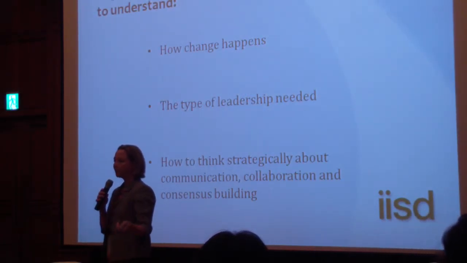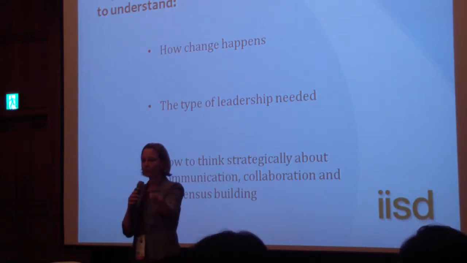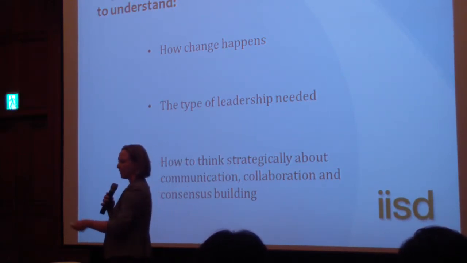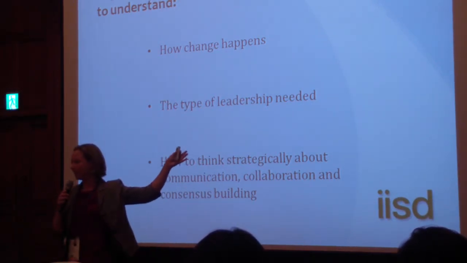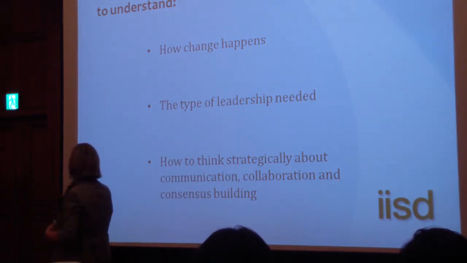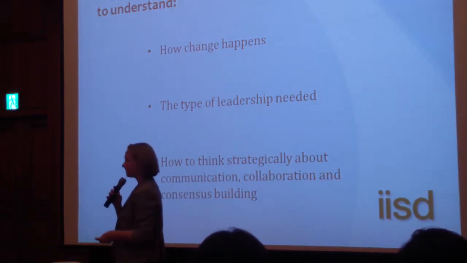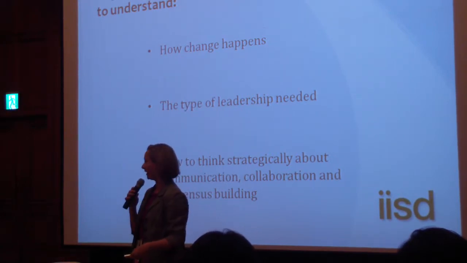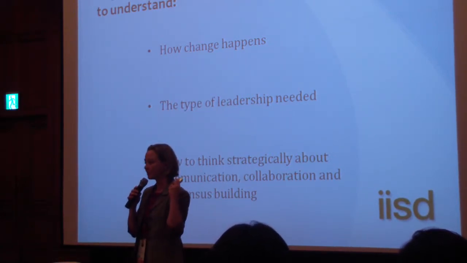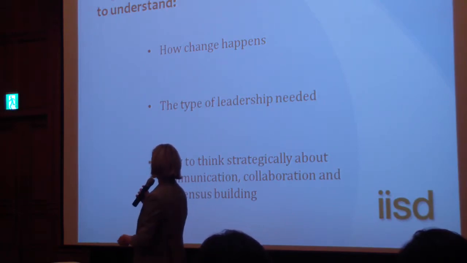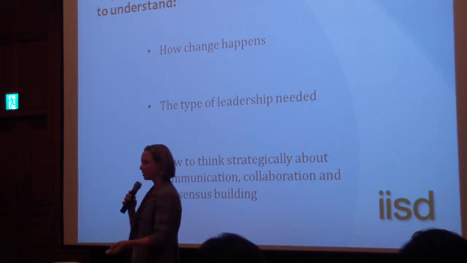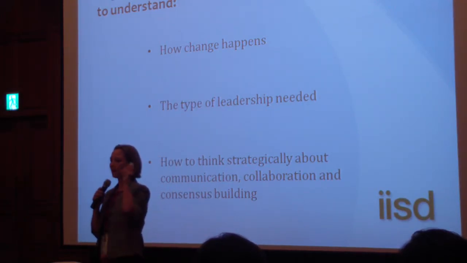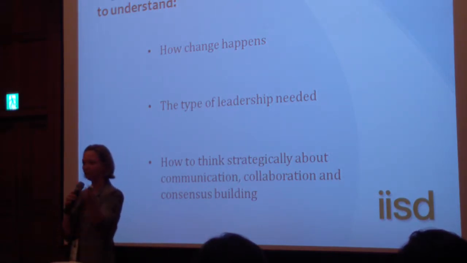So my point is, regardless of what your initiative is, whether it's a green campus movement, improved biodiversity conservation, more protected areas, or big policy change for the environment, we need to know how change happens. We need to know the type of leadership we need, and we need to know how to think strategically to get it all done. So that's strategically about communications, about collaboration, and about consensus building. That means everybody together understanding what needs to be done and making it happen.